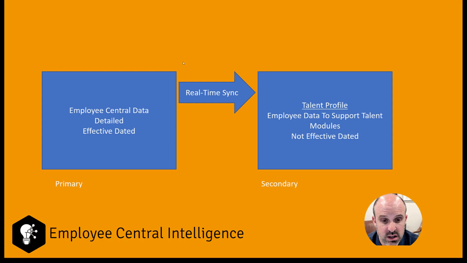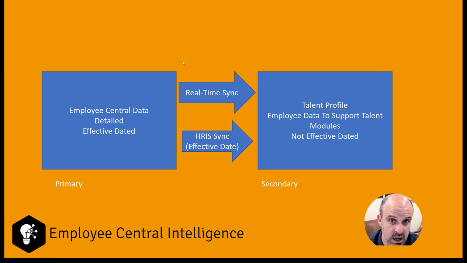So instead, there is also a process that is officially known as the HRIS sync process. This is a background job that runs typically overnight and is basically going to say, have there been any new changes that are now effective today that were not effective yesterday? And if there are, then it's going to take the data and push it through specifically on that day. So that keeps the effective data inside of Employee Central in sync with the talent profile, which again is not effective dated, and it should just reflect whatever is current for today.